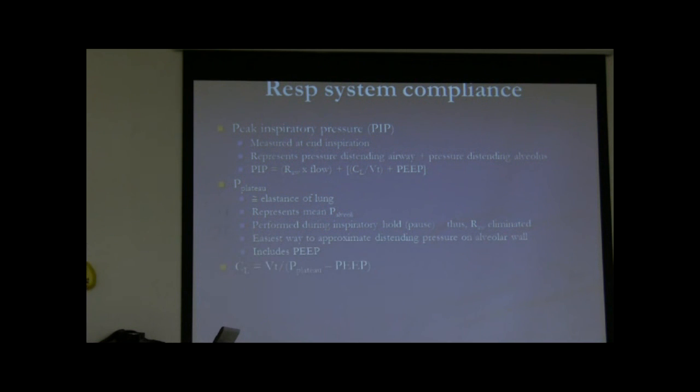So it includes the PEEP, remember. So we have to take that out when we're calculating the compliance, because we're looking at how the pressure changes on a volume pressure curve as you go from PEEP to plateau. If it's really stiff, it's going to take a lot of pressure to get to that volume. If it's very compliant, then it's going to take only a little bit of pressure to get to a certain volume. Does that make sense?